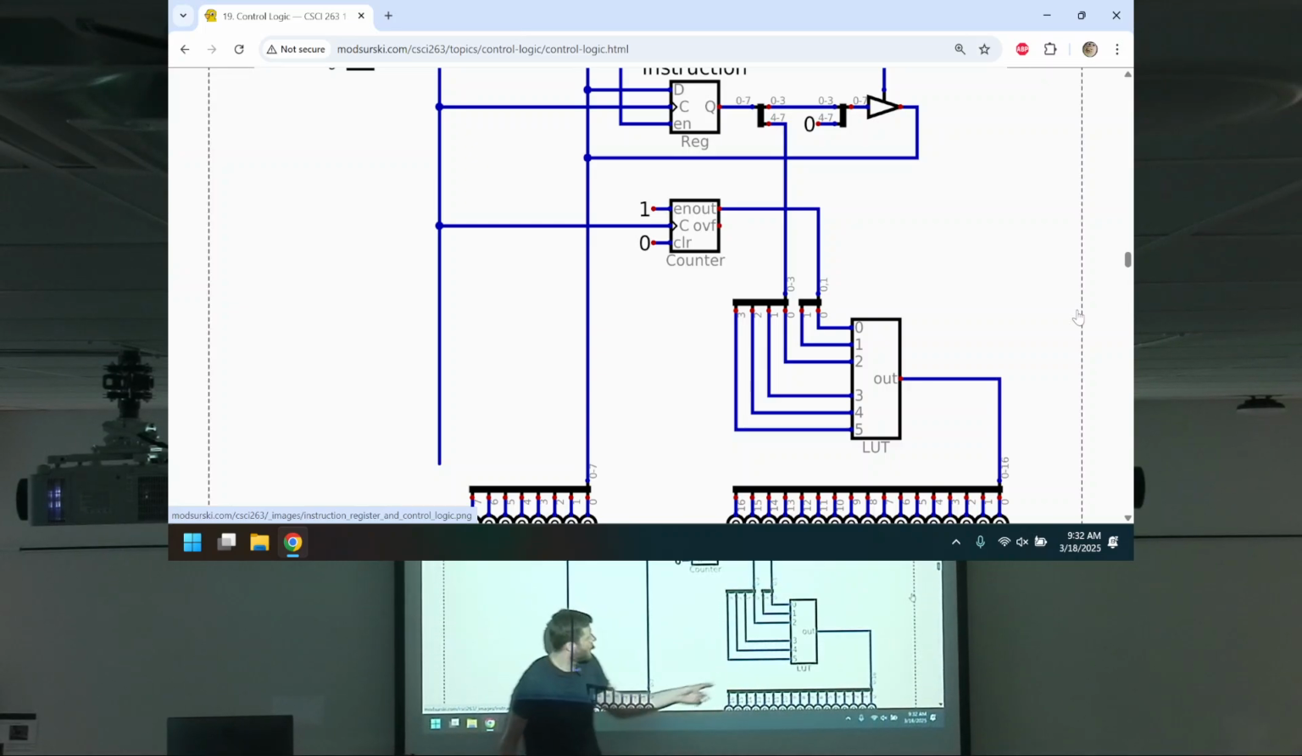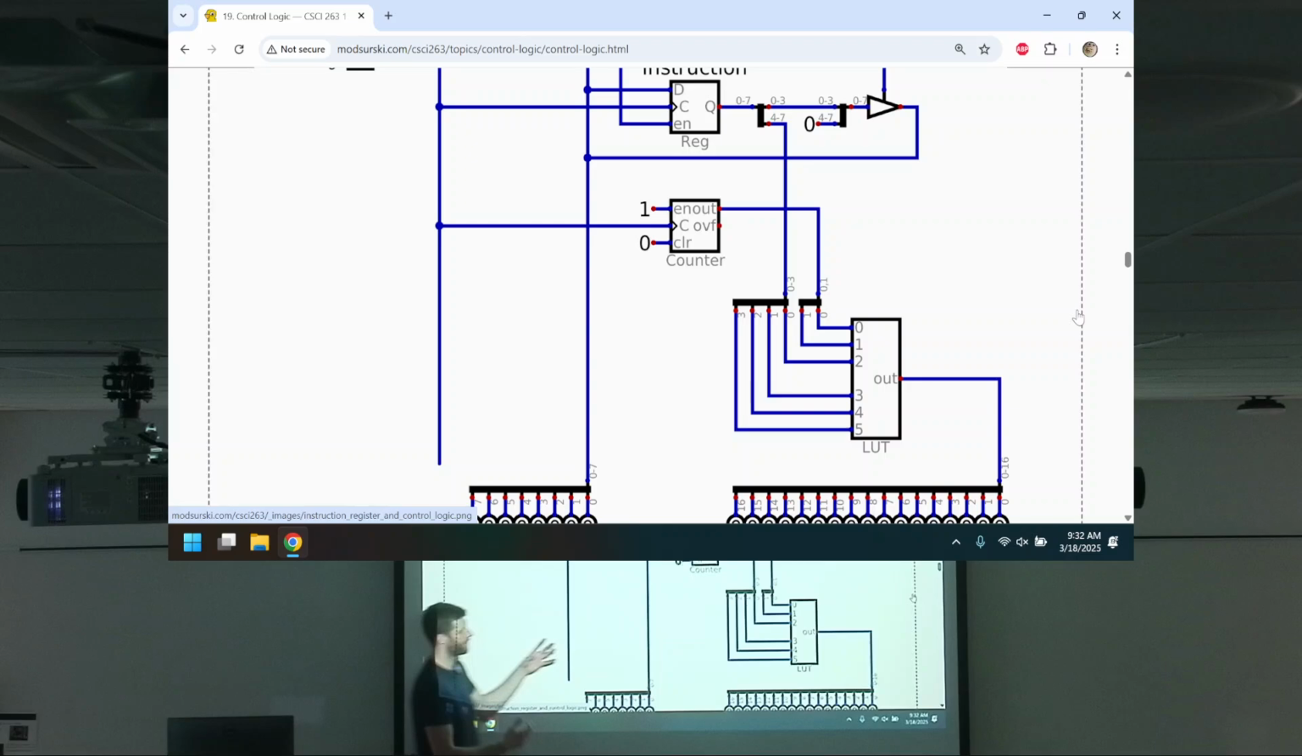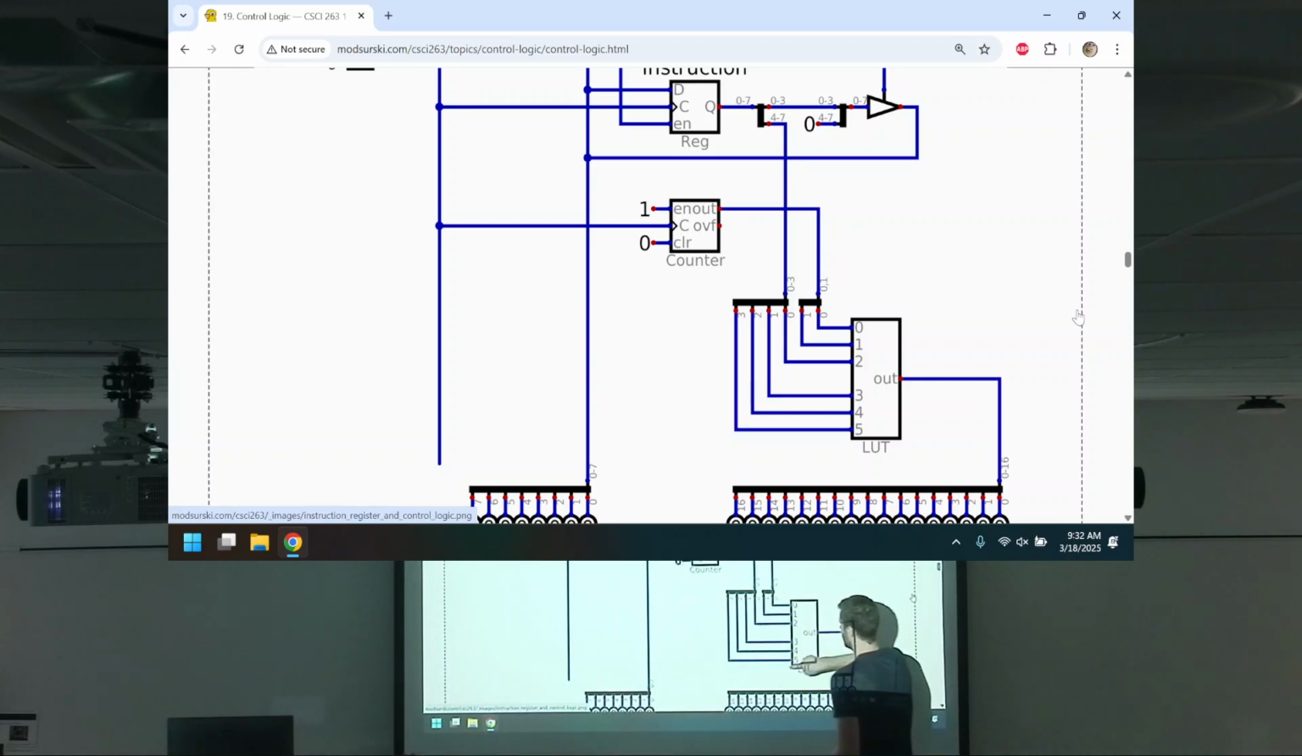So even though this is a 6-input lookup table, we can think of it as 6 bits coming in, but those bits are grouped in different ways. This is the operator, and this is which step of the operator. So these ones specify an operator, these ones specify a specific step.